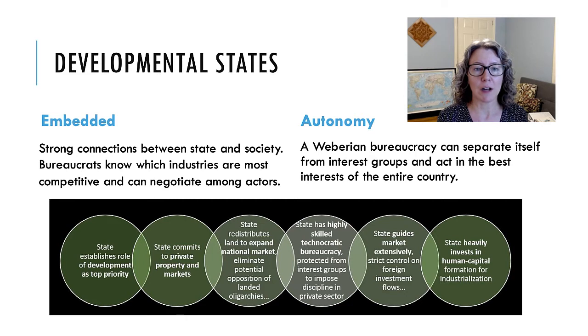Embeddedness means they have strong connections between state and society. This allows bureaucrats to know best which industries might have a competitive advantage, and it allows them to negotiate successfully among different economic actors. Autonomy means that the state is able to take a step back and think about its citizens' long-term goals, rather than simply represent the interests of different groups. Developmental states have Weberian bureaucracies full of highly skilled professionals organized into hierarchies, but they still interact with societal actors, people like NGO representatives, companies, labor organizations, at all levels of the bureaucracy.